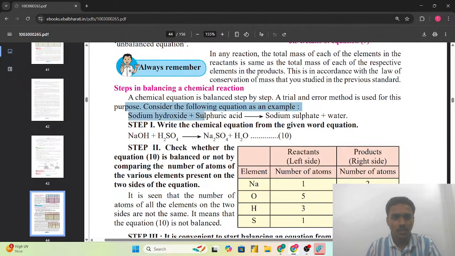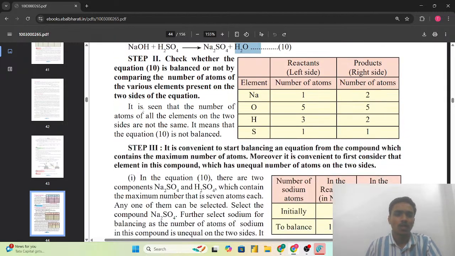Consider the equation given in the word equation format. Sodium hydroxide plus sulfuric acid gives sodium sulfate plus water. Write a chemical equation from the given word equation. अगर हमें word equation दी होगी तो हमें उसकी chemical equation लिखनी है. So we are writing down the chemical equation. Sodium hydroxide, as we know, is NaOH, sulfuric acid is H2SO4. When it combines, that means we have to add these two reactants, then gives sodium sulfate, that is Na2SO4, and water, that is H2O.